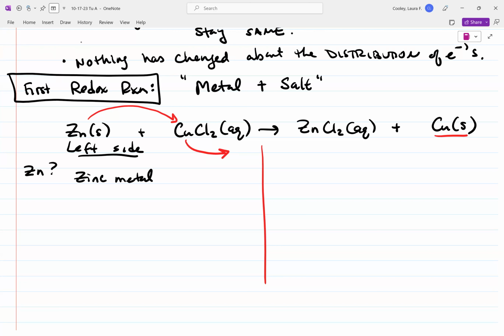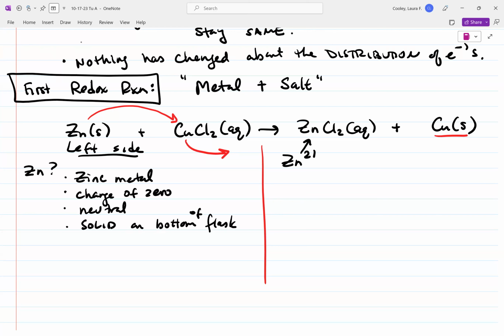This thing is not charged. This has a charge of 0. It's neutral. All these things kind of mean the same thing. It's solid, and it's on the bottom of the flask. Right, and over here, we have zinc 2+ ions. Okay, it's part of zinc chloride, even though it's really floating around in solution.